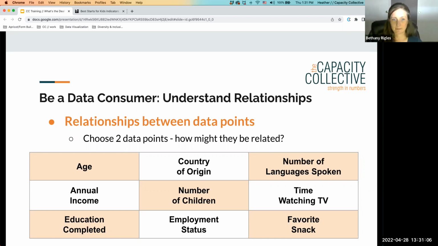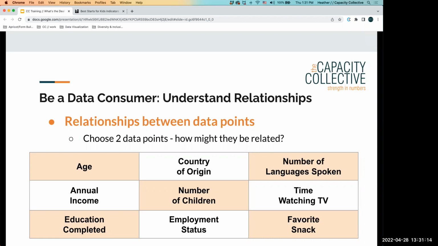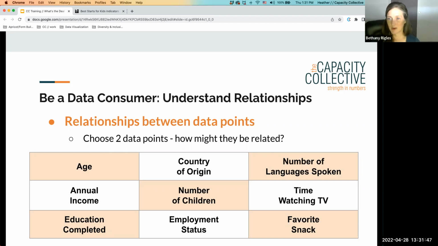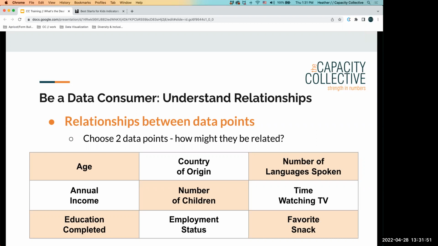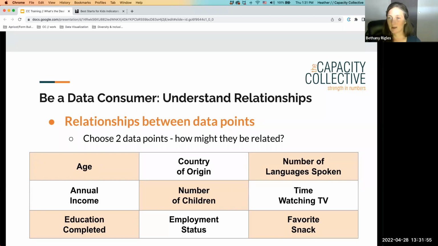Can anyone else share maybe one connection here? I can try. Great. The number of languages spoken with employment status. Great. Do you want to explain? Yeah, please. So I'm thinking the people that speak multiple languages can be ready for certain jobs because they speak both languages and can serve. I don't know how to say it in English anyways. Yeah. So that's the connection. Yeah, that's great. I see all the time requests for bilingual, multilingual. So it's needed and wanted. So yes, I think you're absolutely right.